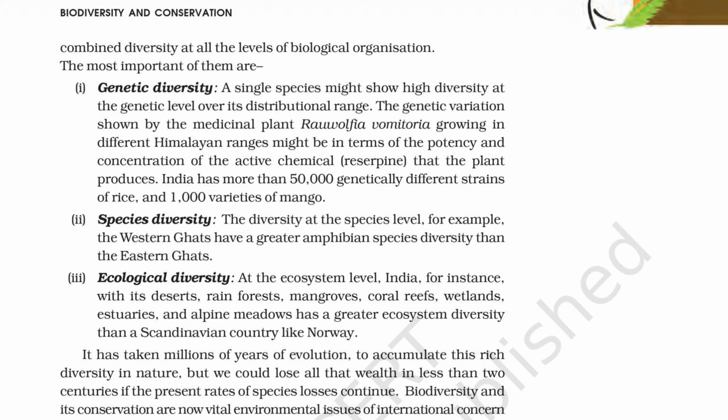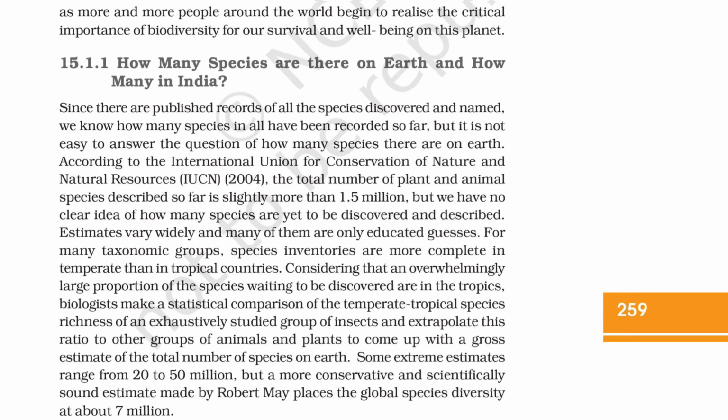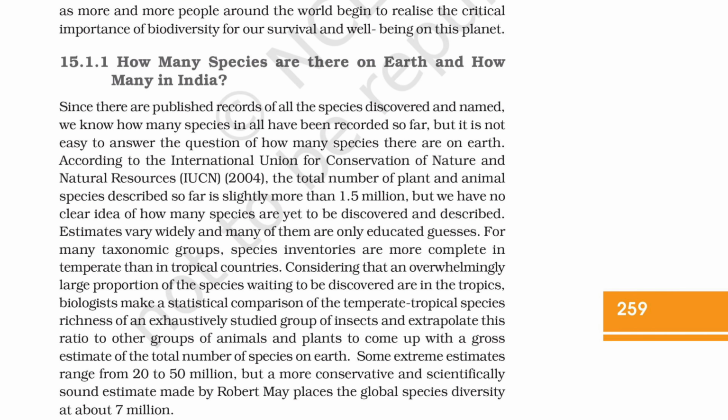It has taken millions of years of evolution to accumulate this rich diversity in nature, but we could lose all that wealth in less than 2 centuries if the present rates of species losses continue. Biodiversity and its conservation are now vital environmental issues of international concern, as more and more people around the world begin to realize the critical importance of biodiversity for our survival and well-being on this planet. How many species are there on Earth and how many in India?